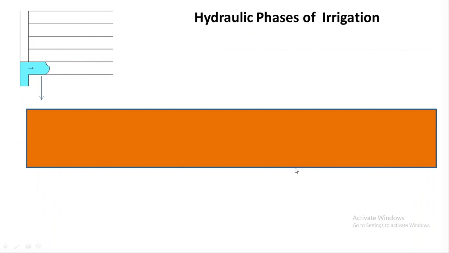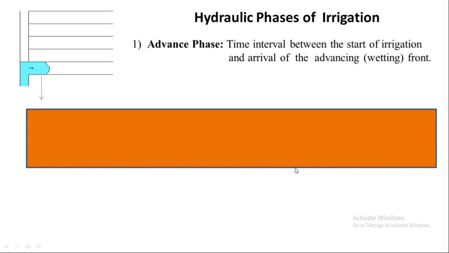Now this is the most important part of this lecture, hydraulic phases of irrigation. There are four phases. The first phase is the advance phase. It is the time interval between the start of irrigation and arrival of advancing front. And once this wetting front reaches the end of the border, the advance phase ends.